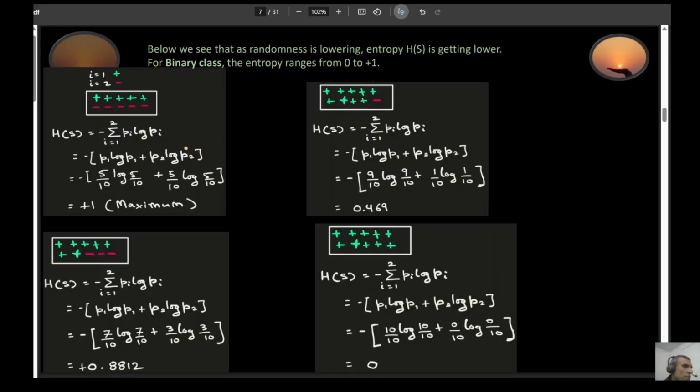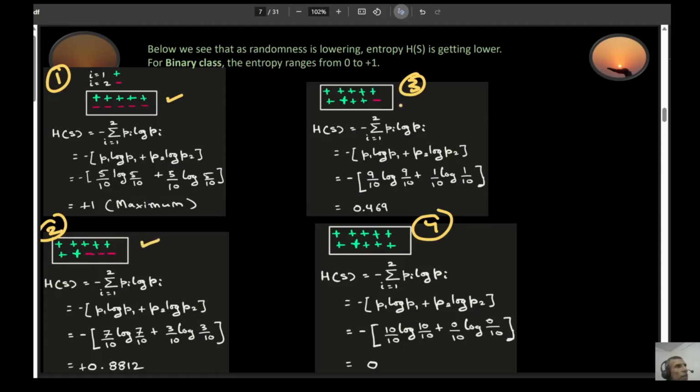So let's try to understand this randomness through some examples. I have these 4 examples. This is my first one, second, third, and fourth. If you look at these pictures, here you have more randomness. You have 50-50: 50% are plus and 50% are minus. Over here, there are 1, 2, 3, 4, 5, 6, 7. 7 are plus, only 3 are minus. So here randomness is low.